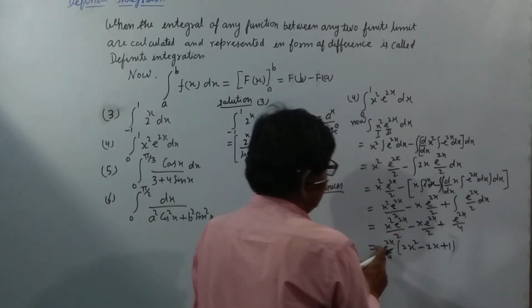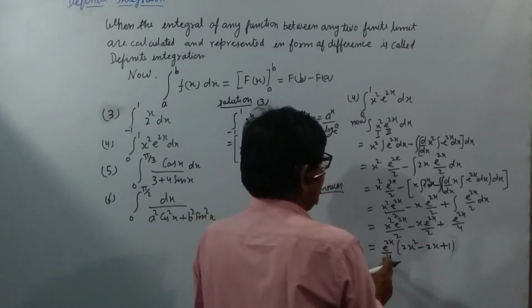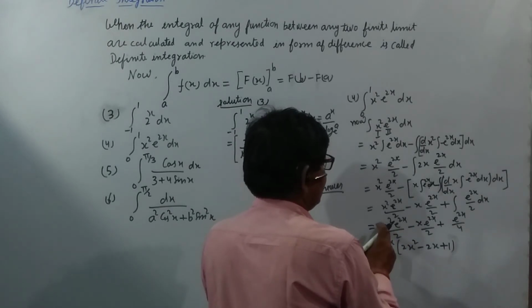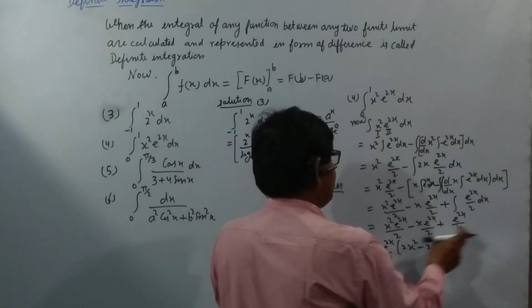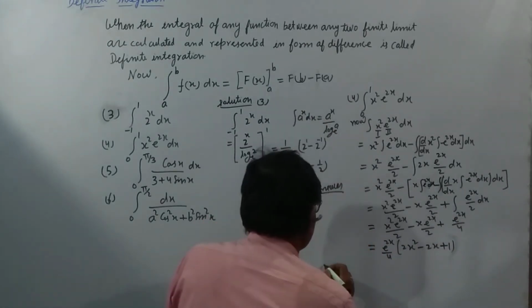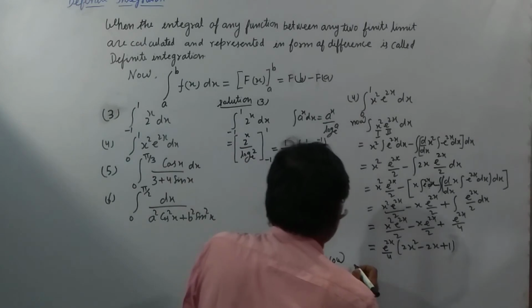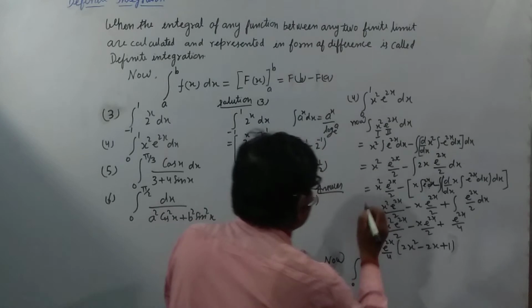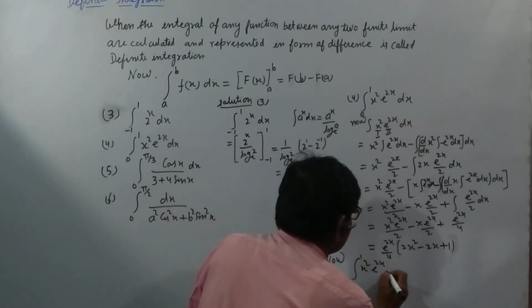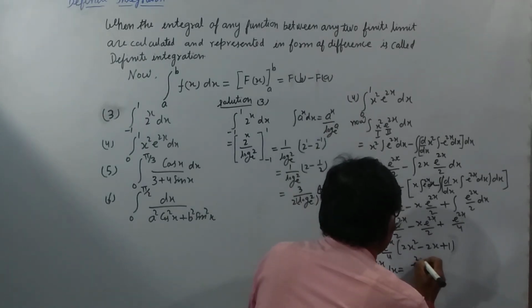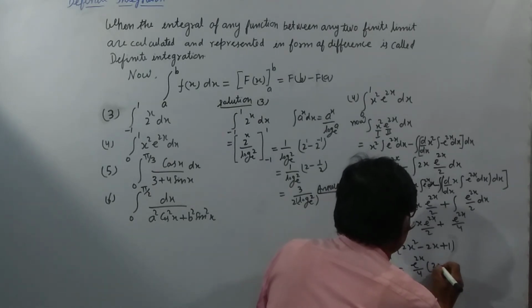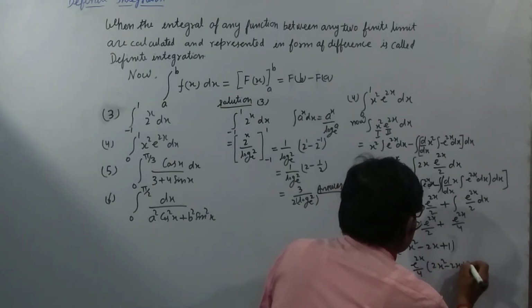Now taking the common e to the power 2x by 4, so that is 2x square minus 2x, and this term comes here plus 1. Now the integration from 0 to 1 of x square e to the power 2x dx is equal to e to the power 2x by 4 times 2x square minus 2x plus 1.